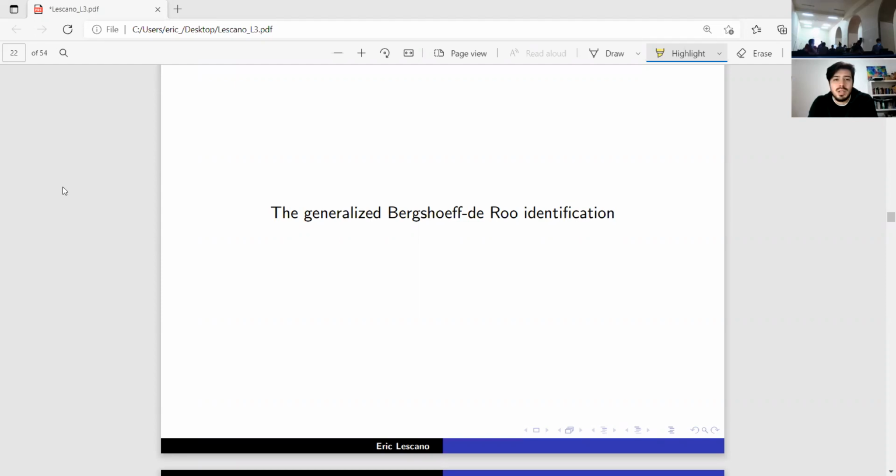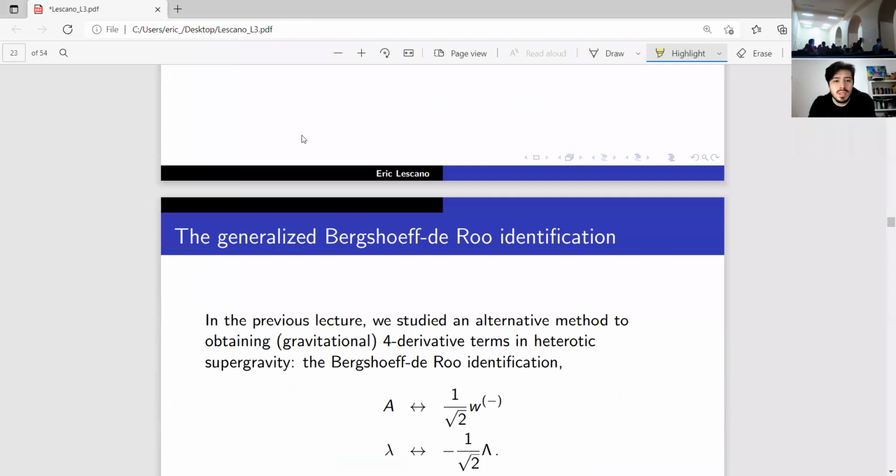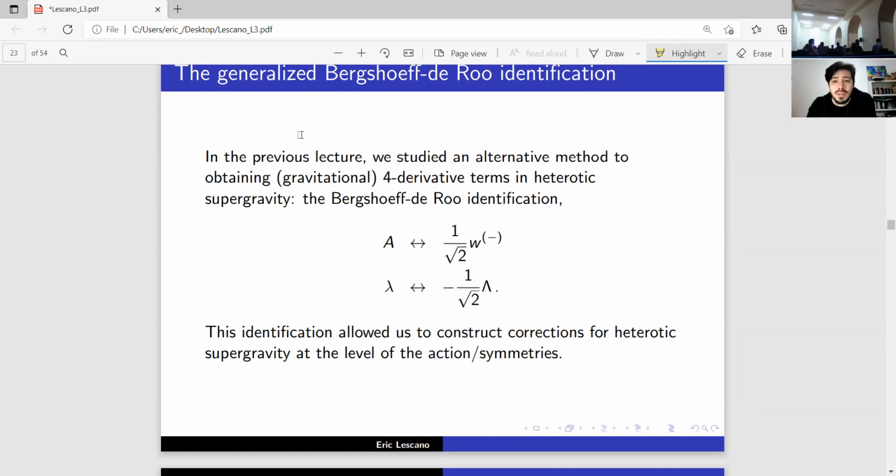Okay, so let's talk about the generalized version of the rule identification. In the previous lecture, we studied an alternative method to obtain the gravitational four-derivative terms in heterotic supergravity. This was the version of the rule identification. The idea here was to start with the gauge supergravity. This is our gauge field, and this is our gauge parameter.